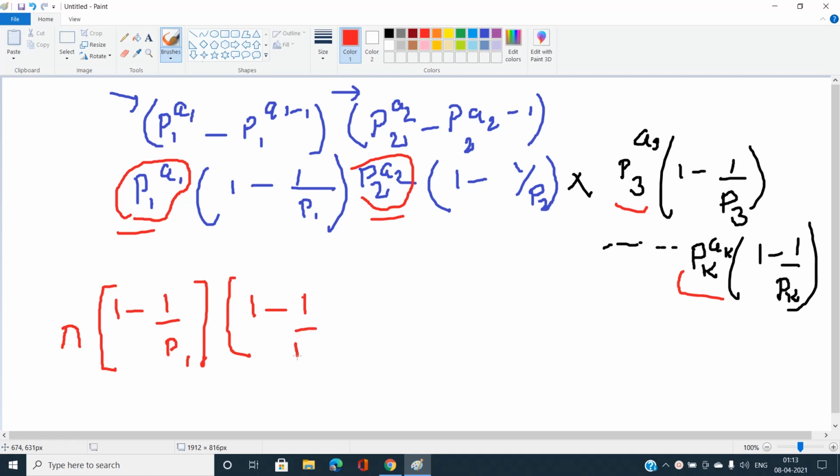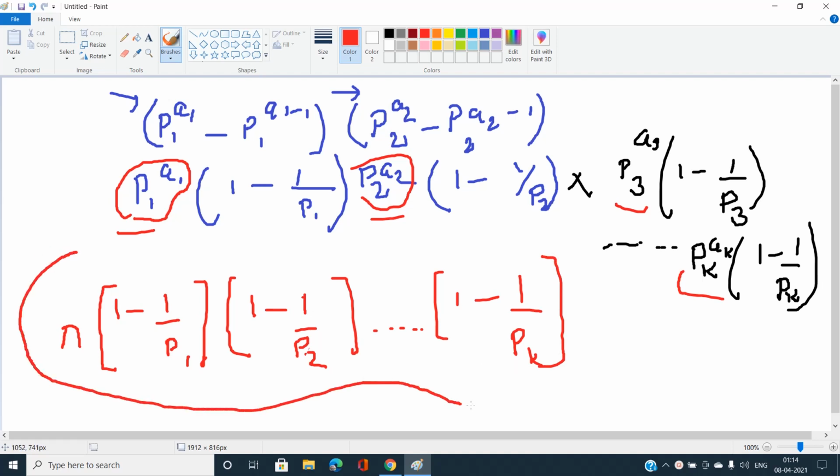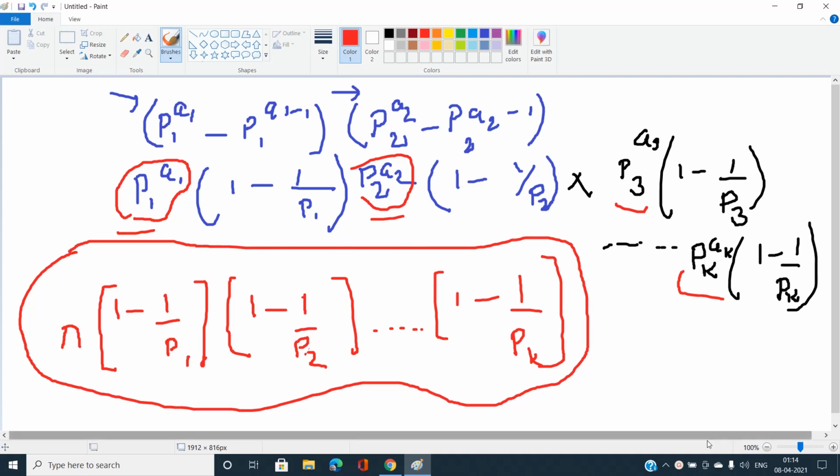If there are k distinct prime factors, I can write it as p2, and it should go up to 1 minus 1 upon p power k. So this is the simplified term of calculating phi of n, and this is going to be much more efficient. We cannot simplify this equation any further. So phi of n should be like this equation.